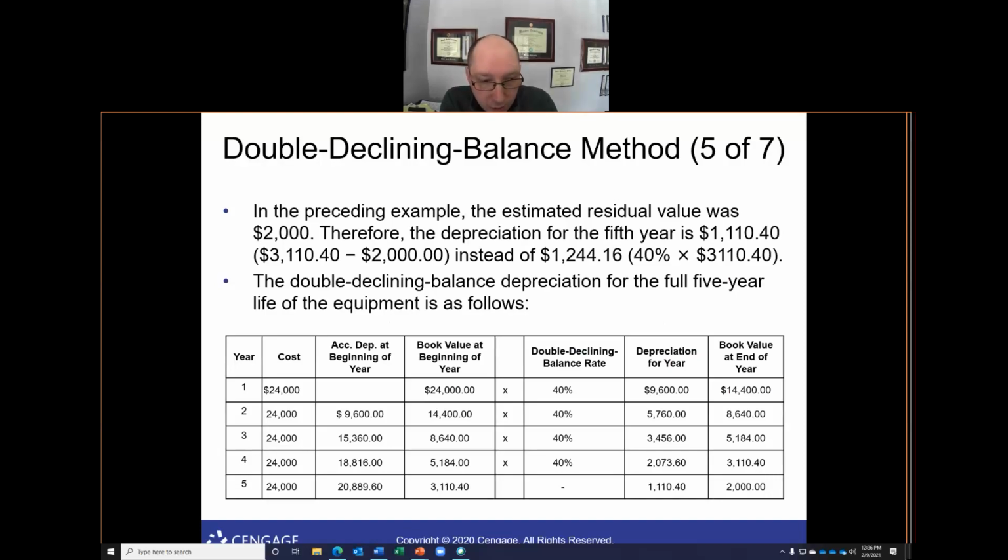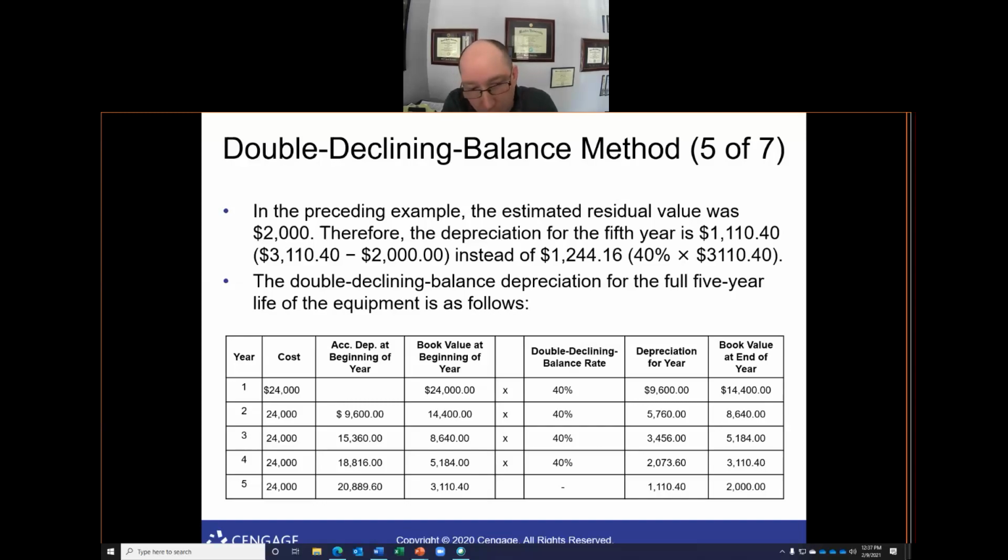Then, end of year two, you take your $14,400. That's the book value, right? Times the 40%. Depreciation for the second year is $5,760. $14,400 minus $5,760 gets us to $8,640 book value at the end of year two.